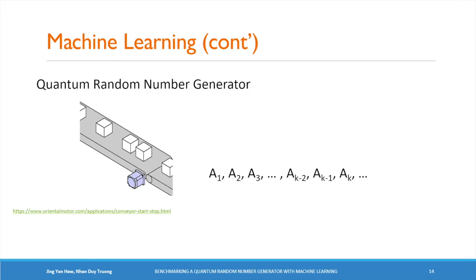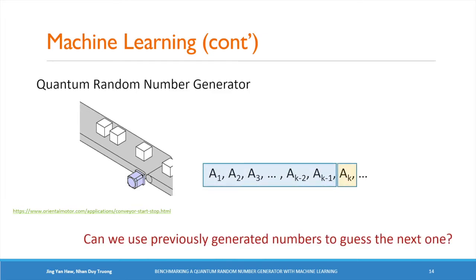Back to our quantum random number generator. The random numbers are generated continuously in sequence. Now, let's link to the example that I gave just now. We can try to estimate the context, if any, of the quantum random number generator by monitoring its generated numbers. The question will be: can we use previously generated numbers to guess the next one?